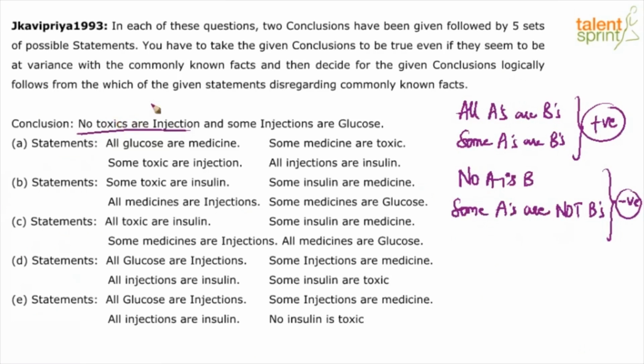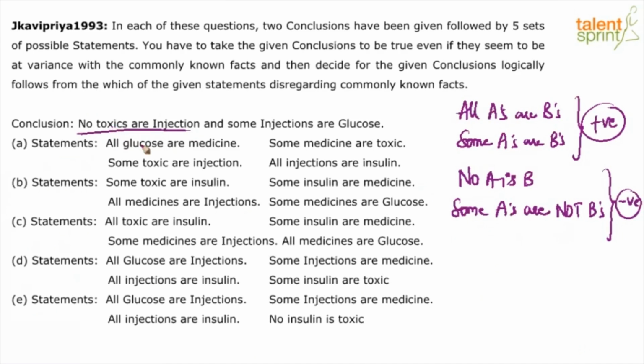Are you able to follow? This is simple logic that you need to understand. When a conclusion is negative, definitely one of the statements has to be negative. Or when all the statements are positive, the conclusion can never be negative. Going by that, you see that the conclusion here is negative. No toxics are injection. So clearly, at least one statement has to be negative.